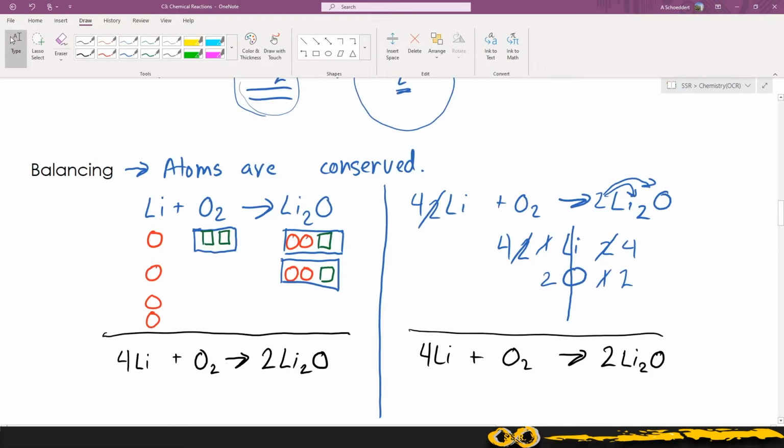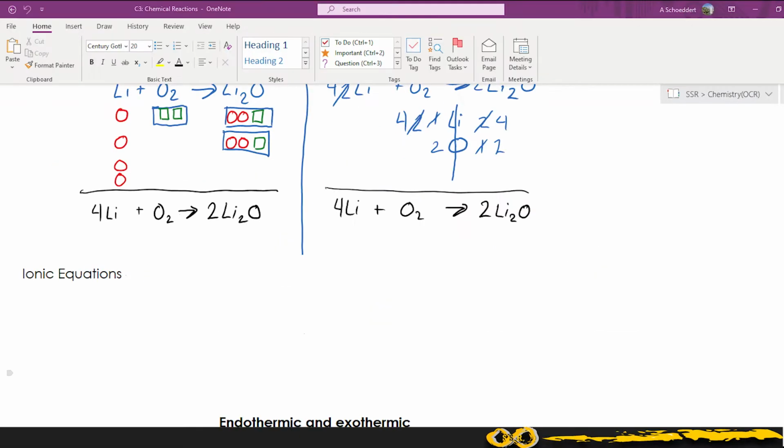There is another type of equation that we are sometimes called upon to write, and those are ionic equations. Ionic equations will show the ions that are present and what happens to those ions. In order to recognize ions, we need to be on the lookout for this symbol next to an equation, AQ, meaning dissolved in water, which means the compound will have separated into its ions.